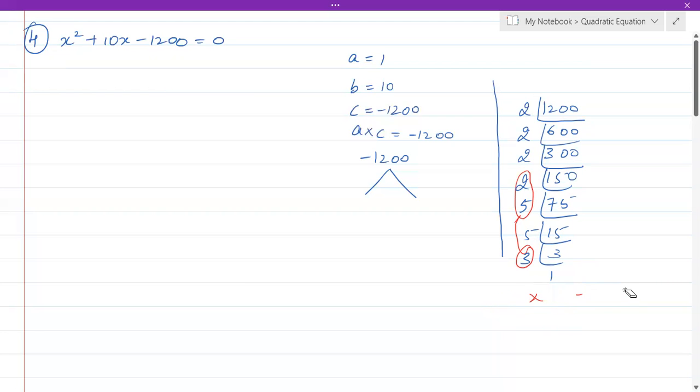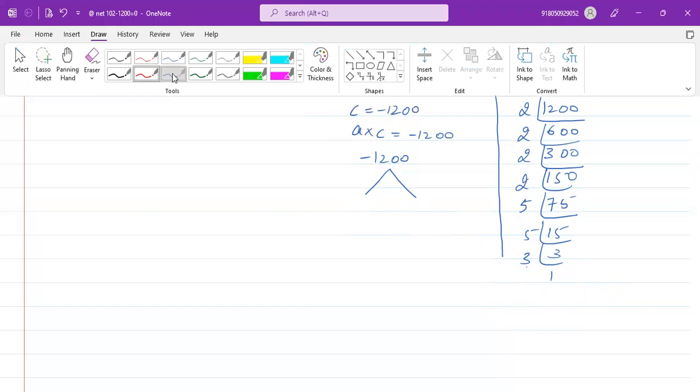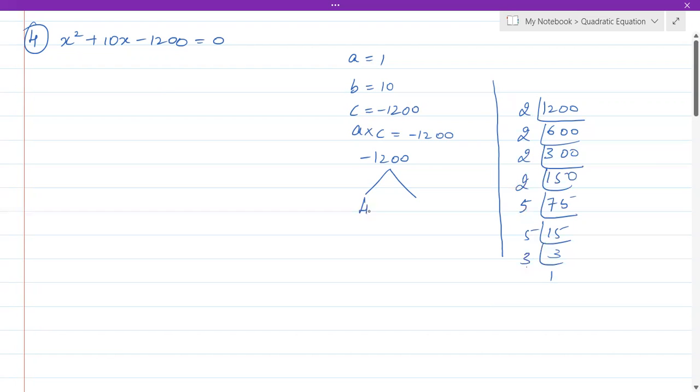This is how by prime factorization we are going to find the factors. So the correct numbers are 40 and 30. And since we need plus 10, it will be plus 40 minus 30. The first term, x square, as it is, and instead of plus 10x we have to introduce these two things, that is 40x and minus 30x.